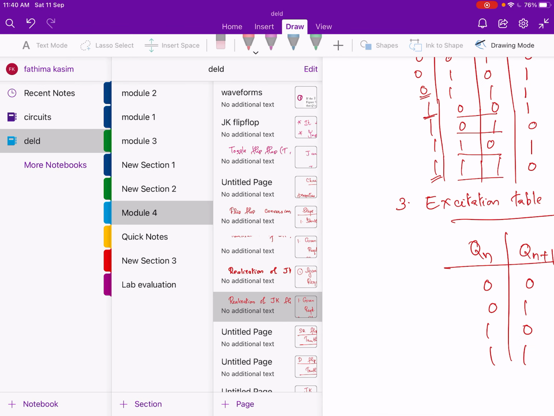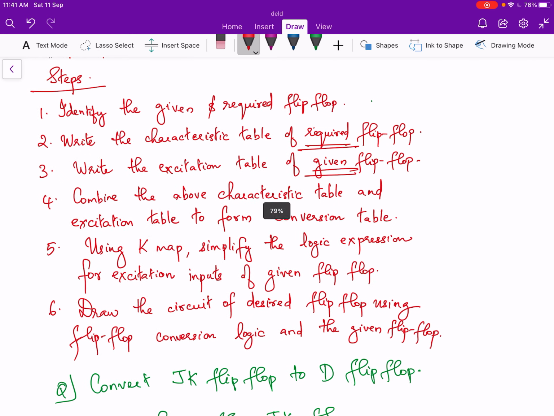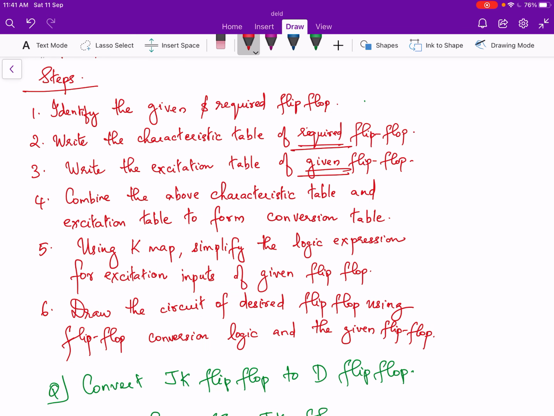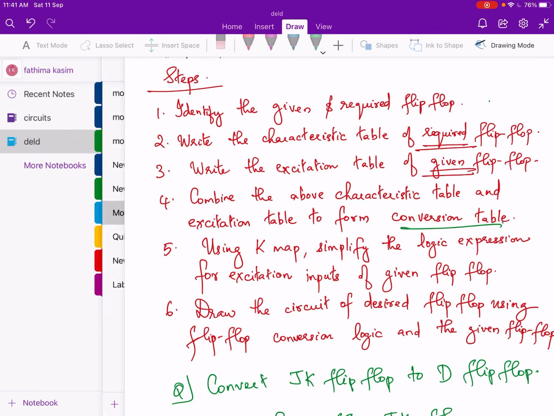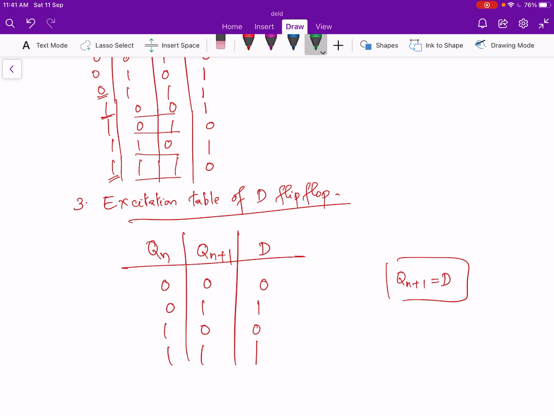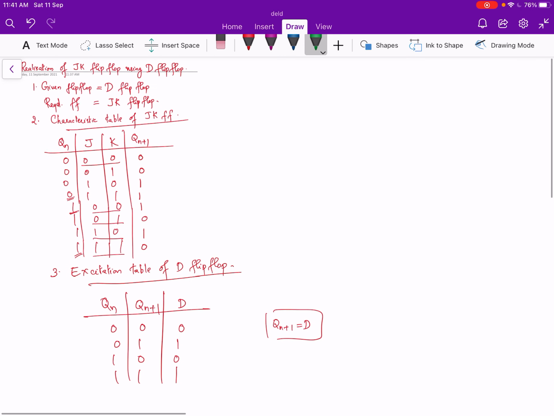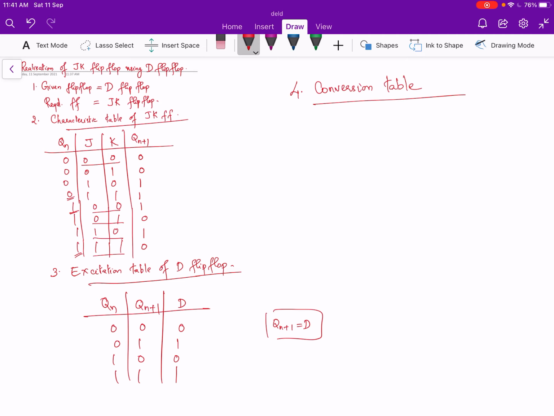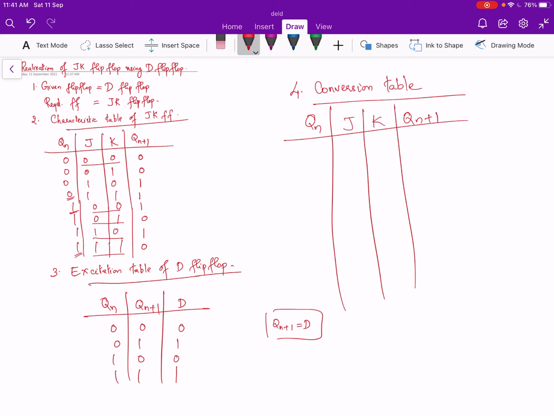Now the fourth step of flip-flop conversion is to combine the characteristic table and the excitation table to form the conversion table. So now we are going to form the conversion table. The columns are Q1, J, K, Q1 plus 1 and D.